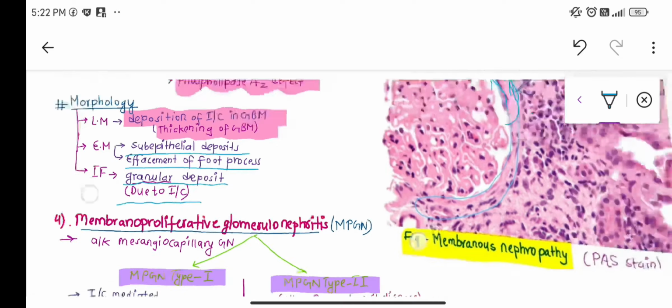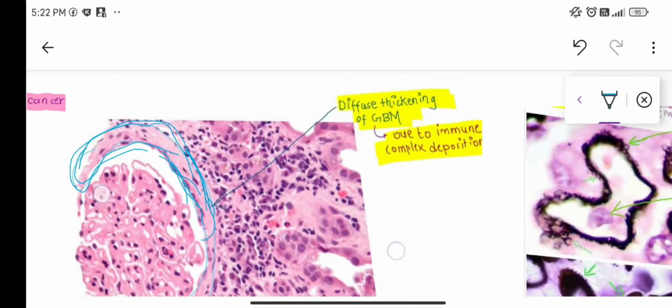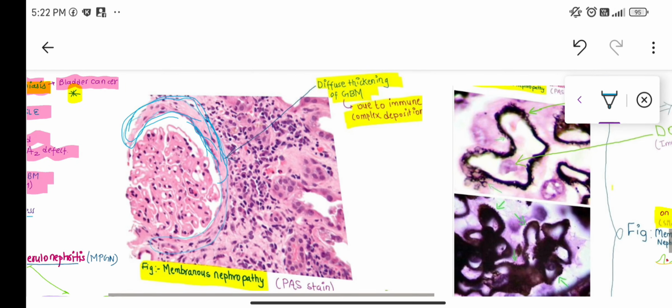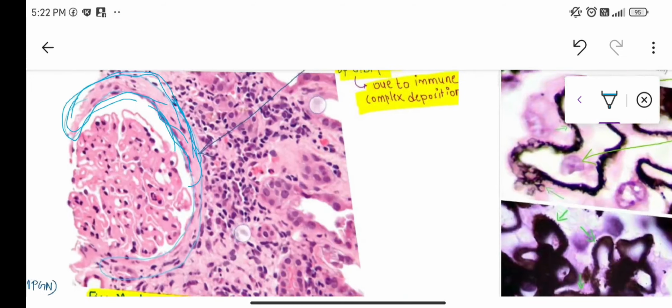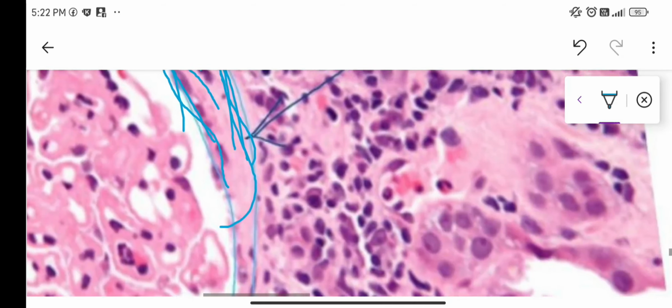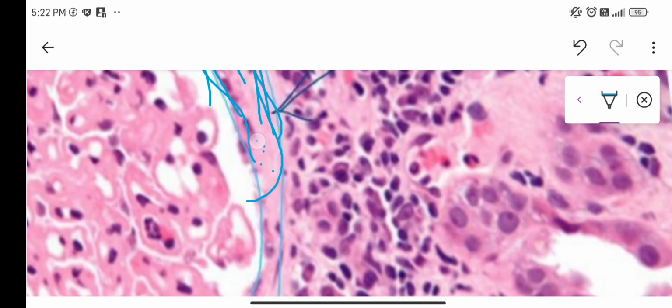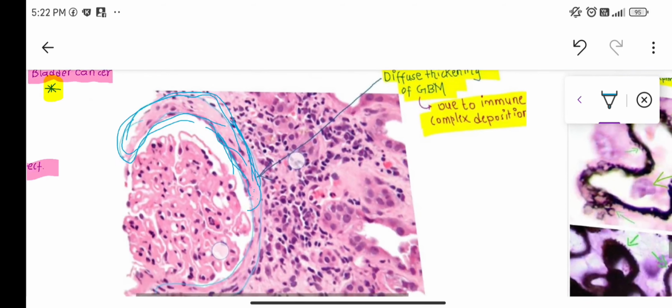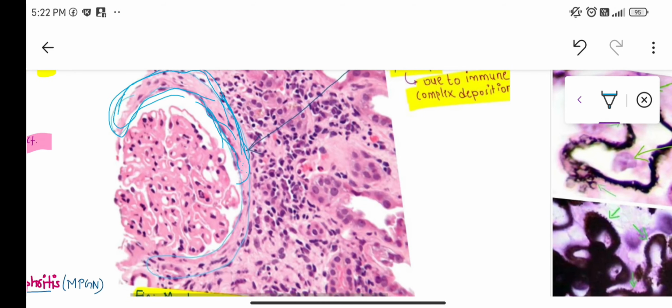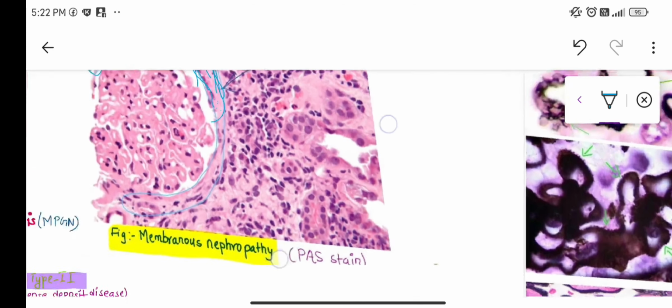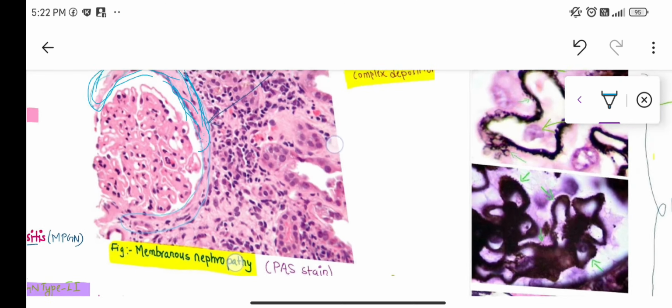In the figure you can see the diffuse thickening of the glomerular basement membrane. These appear granular. So, diffuse thickening of the glomerular basement membrane. This is membranous nephropathy, meaning a defect in the glomerular basement membrane.